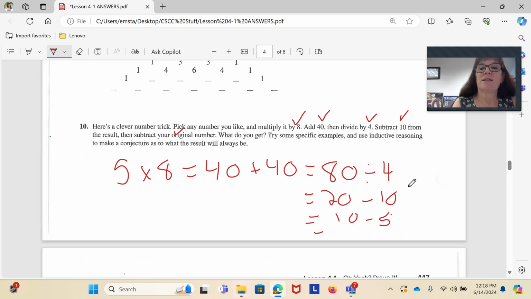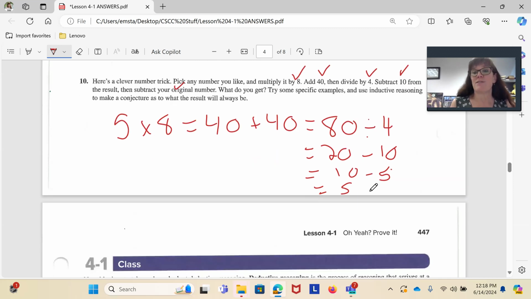And look at what we get for the answer. We get the original number back. How cool is that? So this would be a great place to pause it, do it with a few other numbers, and see if that's true. So what it looks like is going to happen is that I'm always going to get my original number back. Definitely practice it, try a little bit of that. You can probably do it in your groups too, with some other numbers besides 5.